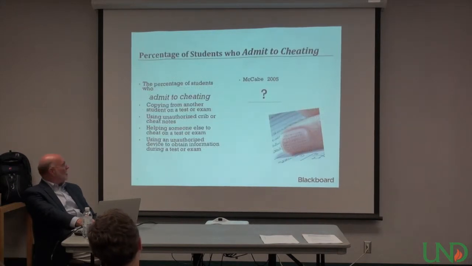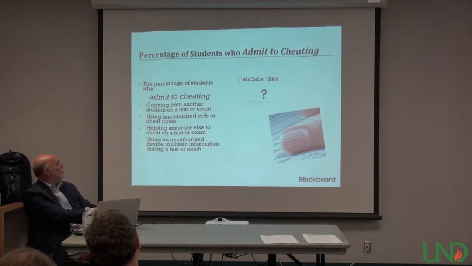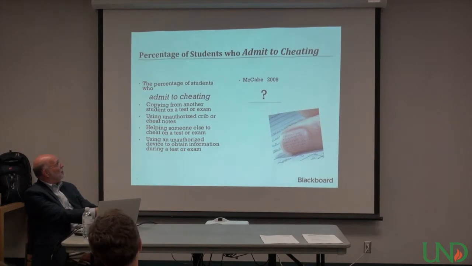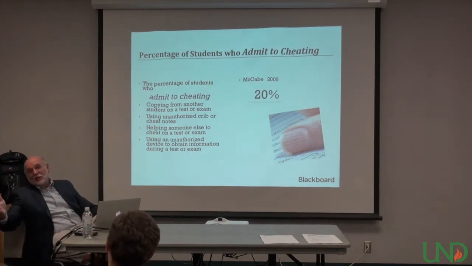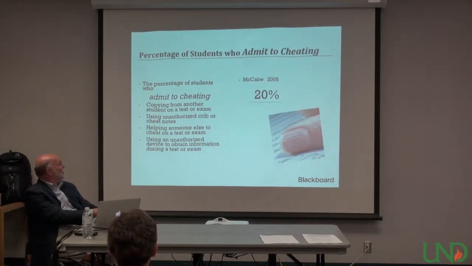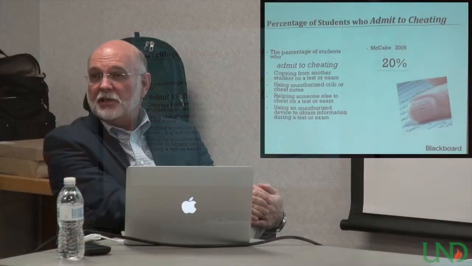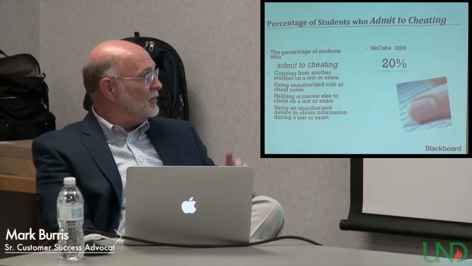So, just in terms of students who admit to cheating, what do you think that number was? McCabe in 2005, 10 years ago, did a study. 80%. Yeah. The question was not how many do it, it was how many admit to it. And they had 20% admit to cheating, which is still a very large number, because if it really were 80%, we would really be in trouble educationally. But you know, 1 in 5.